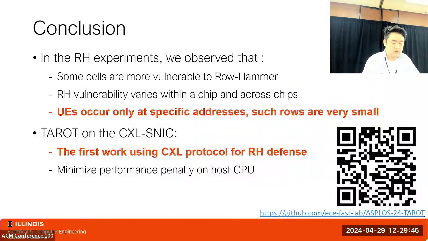To conclude, in this work, we observed that some cells are more vulnerable to Rowhammer, and Rowhammer vulnerability varies within a chip and across chips. Furthermore, uncorrectable errors occur only at specific addresses, and the number of such row addresses is very small. Based on these observations, we propose CXL-based SmartNIC-based target row refresh, and this is the first work to harness the CXL protocol for Rowhammer defense.